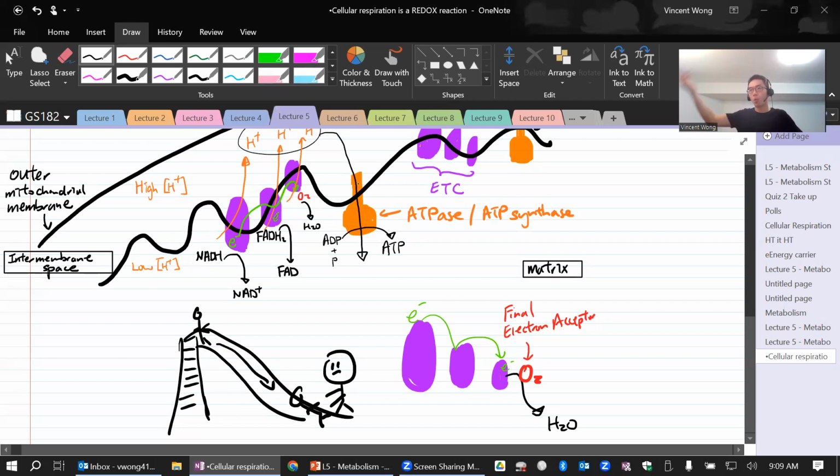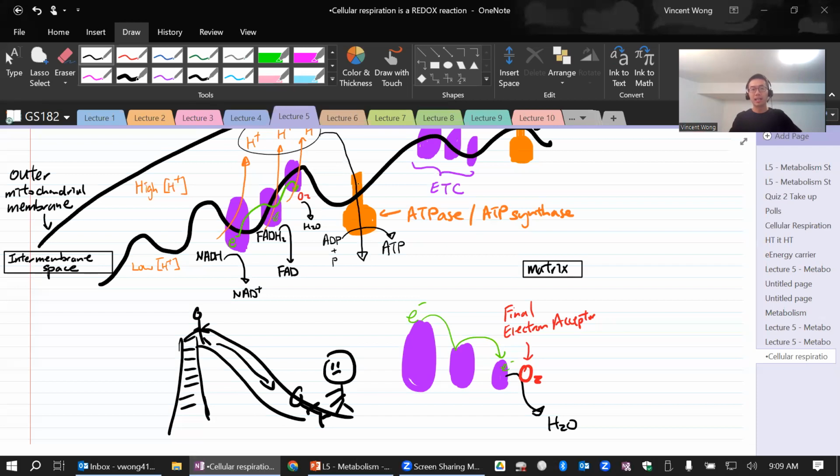That's like not having water going through your turbine. You're not generating electricity. In this case, not having H plus go through the turbine, the ATPase, we are not producing ATP. Without ATP, you die, right? Your heart cannot beat without ATP, right? And so that's why oxygen is essential.